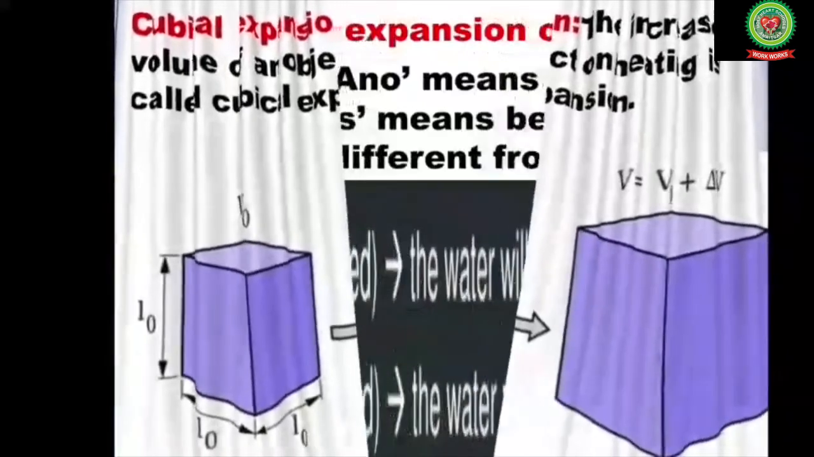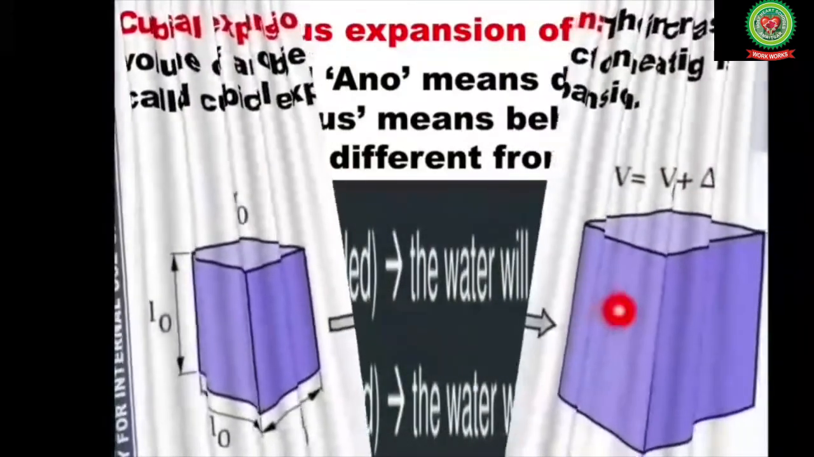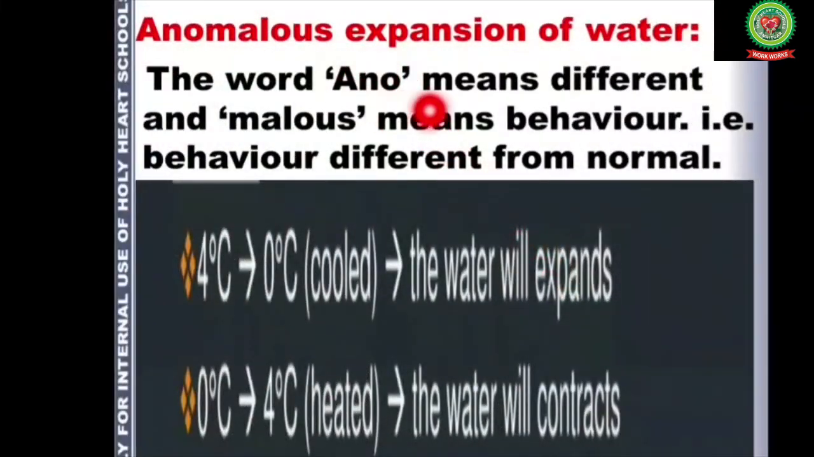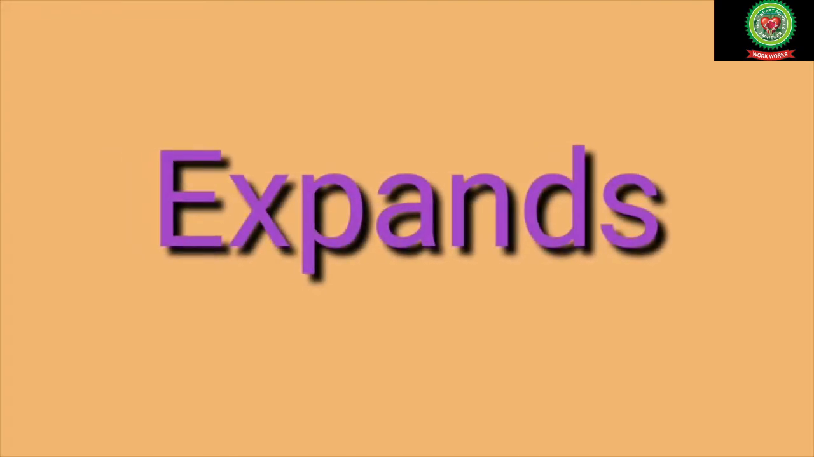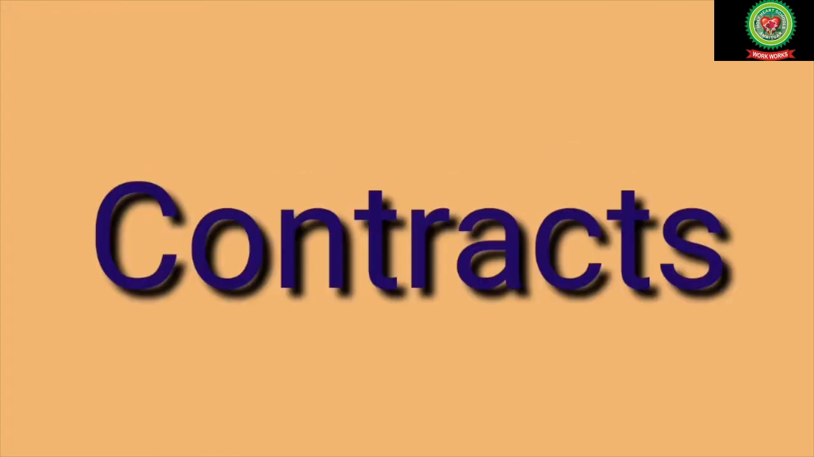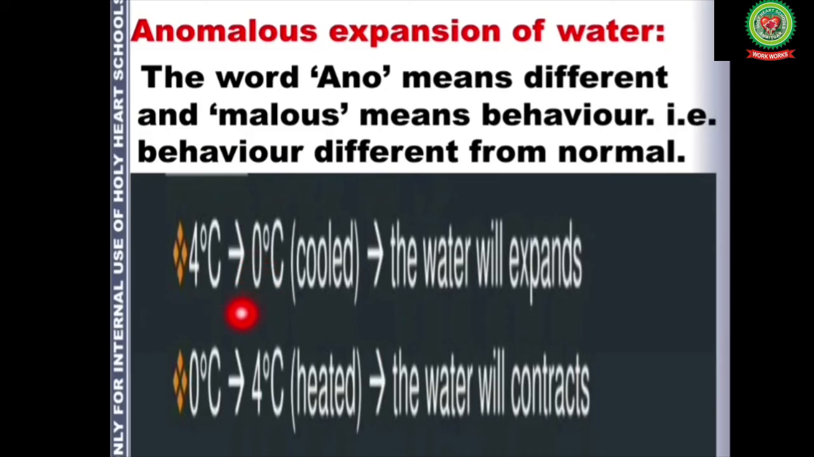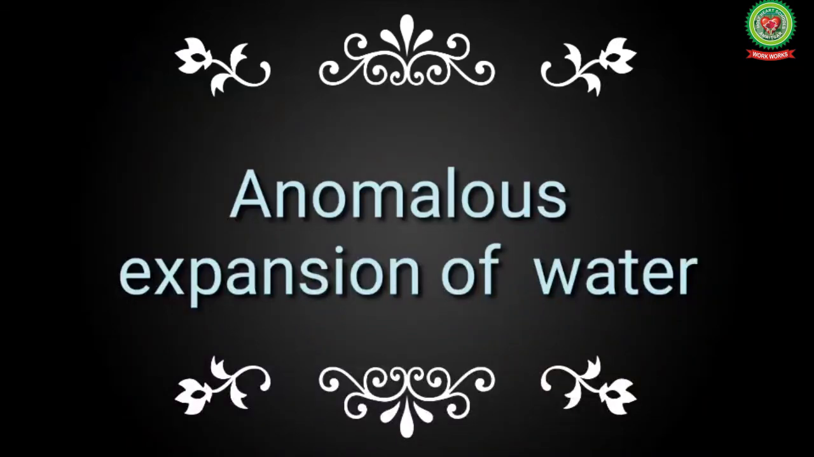Students, the next topic is the anomalous expansion of water. The word anomalous: ano means different, malus means behavior, that is, behavior different from normal. We know that every substance expands on heating and contracts on cooling. But for water between 4 degrees Celsius and 0 degrees Celsius, on cooling, water should contract, but it expands. This expansion of water on cooling is known as anomalous expansion of water.